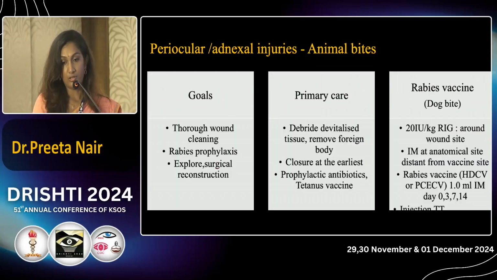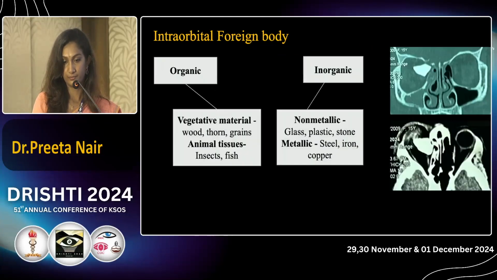Another common condition that you see is animal bite injuries like globe injury, lid abrasions, canalicular tear, and trauma to the extraocular muscles. So when you suspect an animal bite, you have to do a thorough wound cleaning and give rabies prophylaxis in case of dog bites. Do a good thorough exploration and a surgical reconstruction.